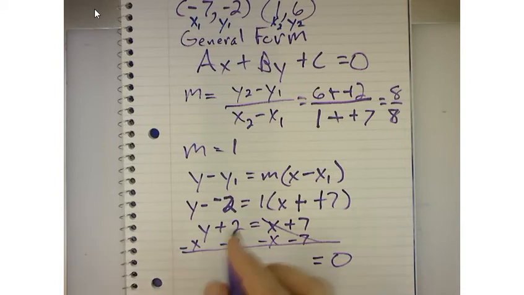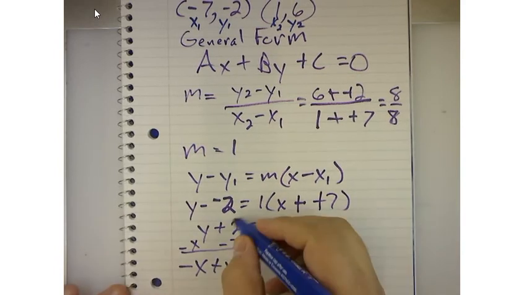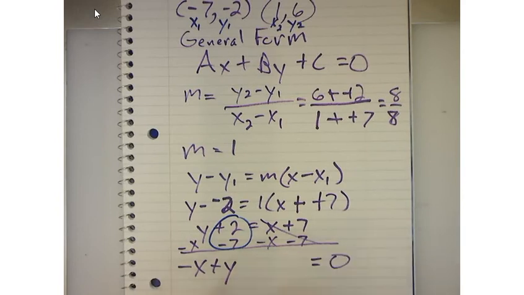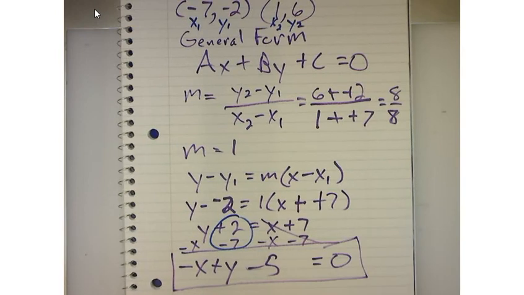X and y are not like terms, so this is going to be minus x plus y. But 2 and -7 are both constants. What's the sum of those two numbers? -5, right? We'll do it in purple. And we'll bam with the bacon sizzle. That's the answer. Any questions?